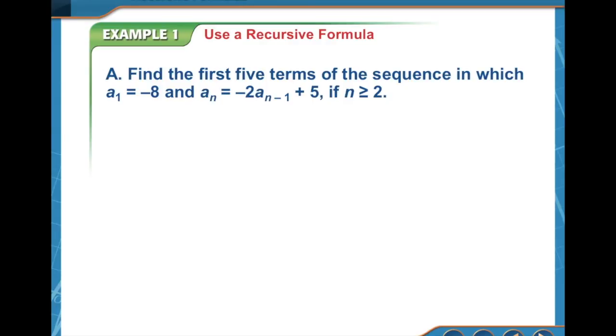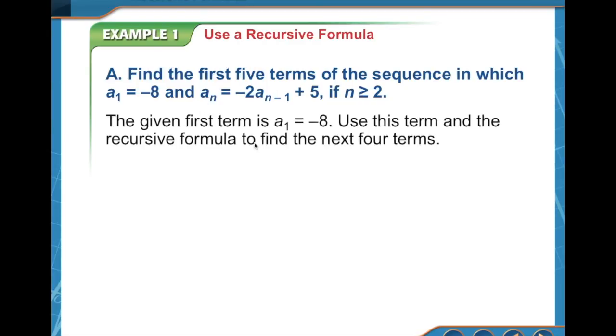They ask us to find the first 5 terms of the sequence where the first term is -8, and any term can be found by taking -2 times the previous term plus 5 if you're starting at the second term or beyond. So find the next 5 terms. We already know the first term is -8. They tell us that right there. So this first term is already given. And now we can use our formula to find the rest.